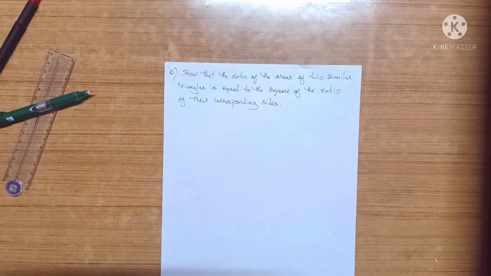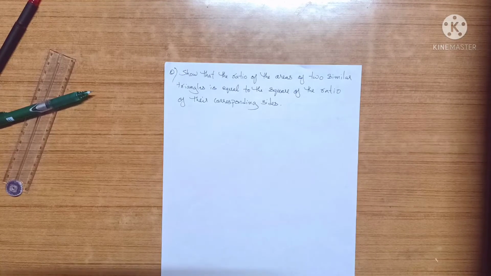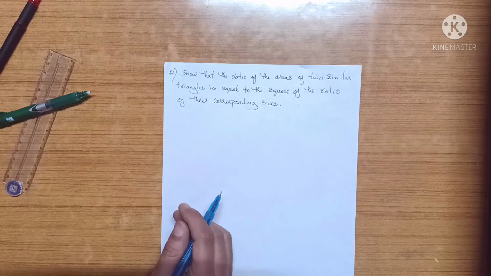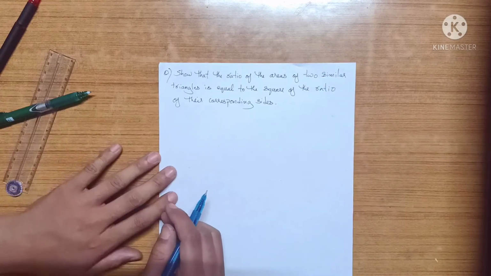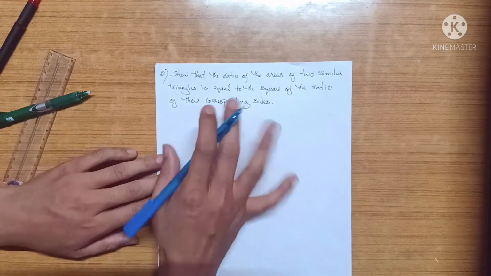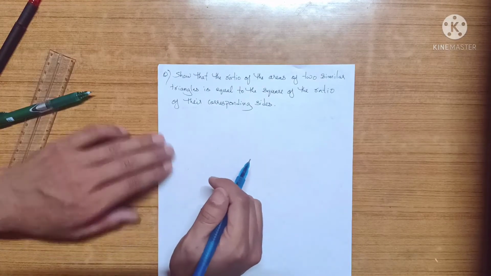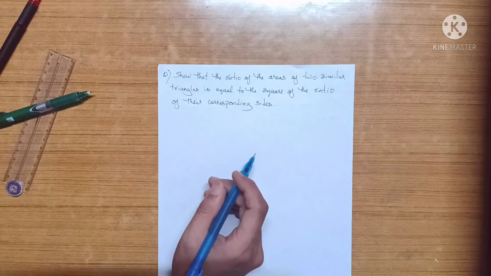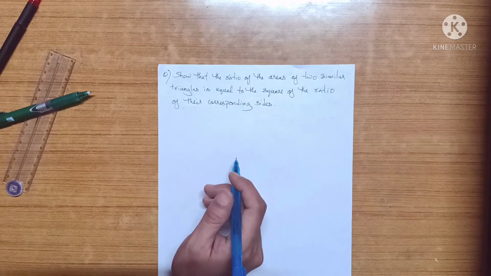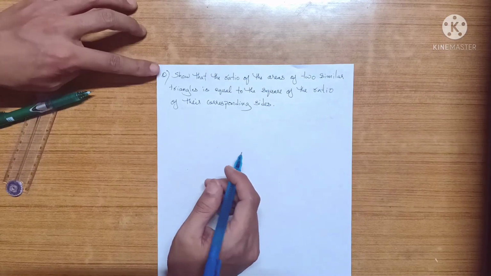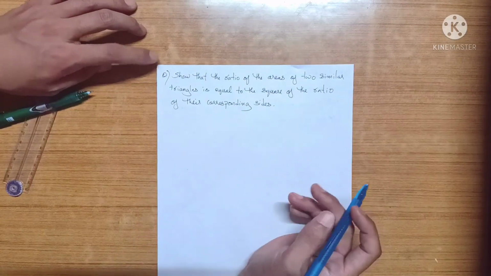Okay, let's go to exercise 6.4. So this is another theorem. There's a total of 4 theorems in this chapter. The first one we have already studied, Taylor's theorem. This is the area of similar triangles theorem. It doesn't have a particular name, so if the question comes, it'll come like this only.